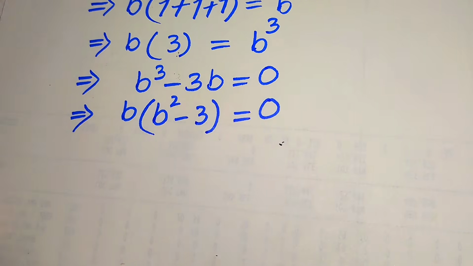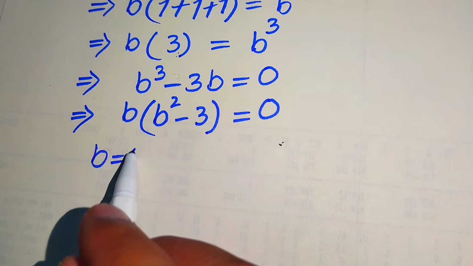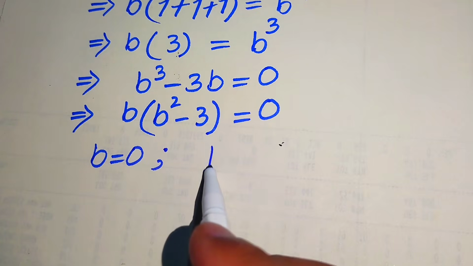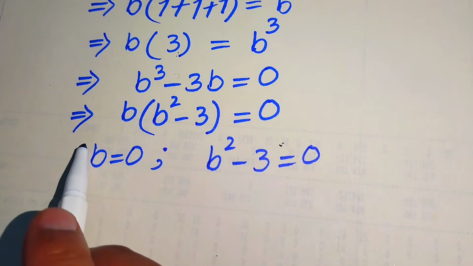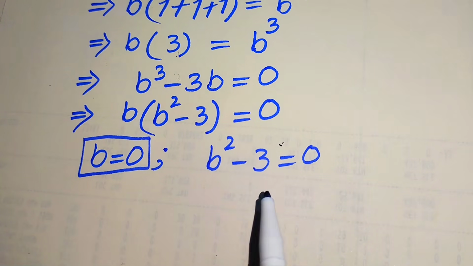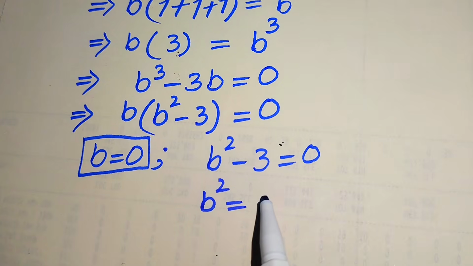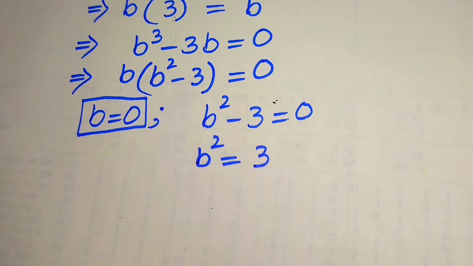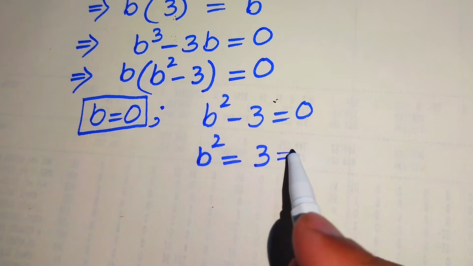And now we divide this equation into two cases. The first case is b equals 0, and the second case is b square minus 3 equals 0. So this is the first root of the given equation, and from here we move minus 3 to the right hand side, and we get b square equals plus 3. And now our target is to find the values of b. So for this we will apply the square root on both sides of this term.